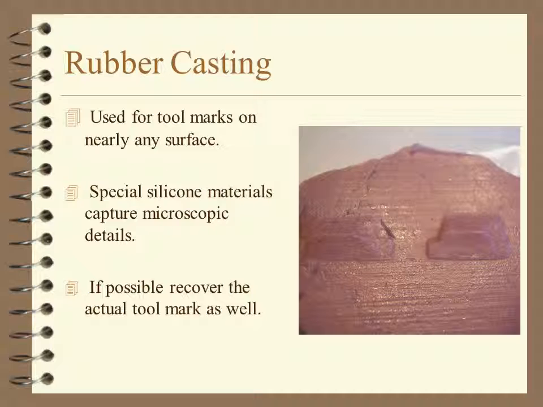However, if it's possible, you want to recover the actual tool mark. If there's an object that bears a tool mark, you're better off to recover the entire object. But there are some occasions where you just can't do that. For example, you may not be able to capture tool marks on a sliding door or window, because the homeowner might get a little upset if you took a Sawzall and cut up his window frame. This is the time where you want to photograph first, with and without scale, and then use a rubber casting compound.